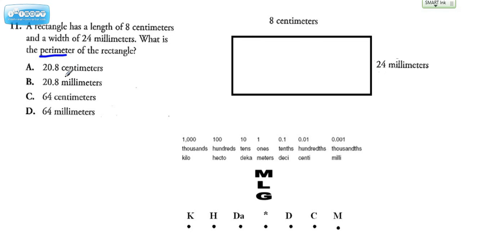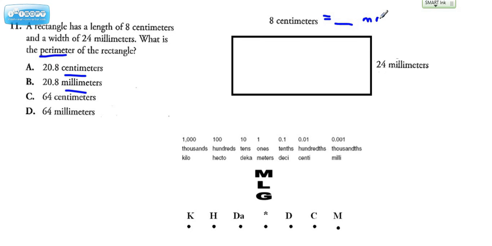Now, they give the answer choices in either centimeters or millimeters. So it seems like we would have to consider converting this to millimeters, and then if we don't see that answer, then we have to consider converting this to centimeters, because that's offered as a potential unit. All right, so let's first convert this to millimeters.